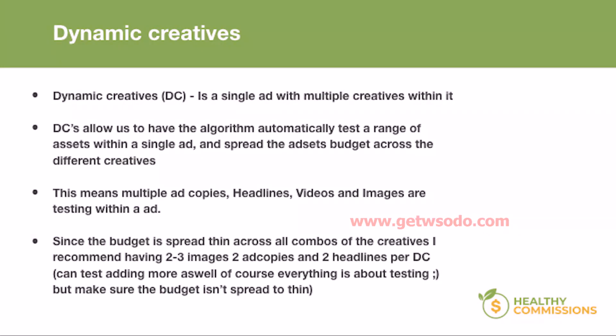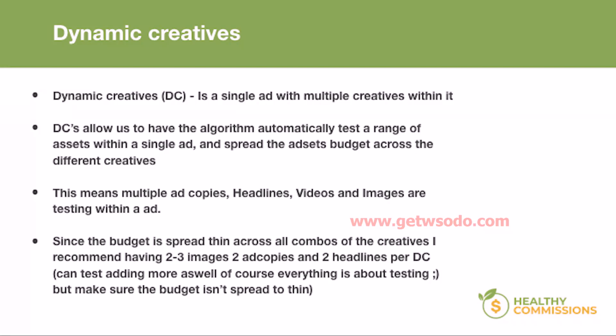When it comes to testing, you can test standalone ads, or you can also use the tool Facebook provides you, which is called a dynamic creative. A dynamic creative is a single ad with multiple creatives in it. A DC allows us to have the algorithm automatically test a range of assets within a single ad and spread the ad set's budget across the different creatives. This means you can have multiple ad copies, multiple headlines, multiple videos and images within a single ad.